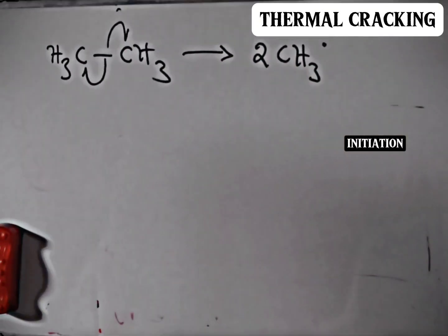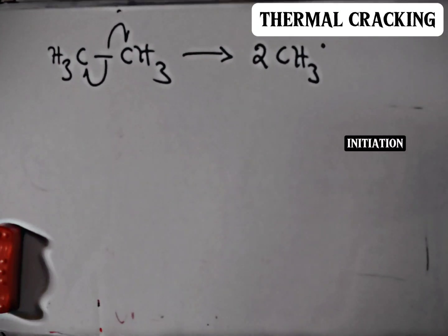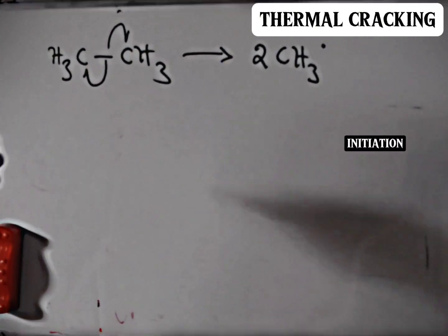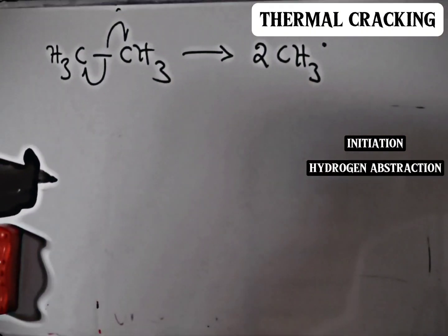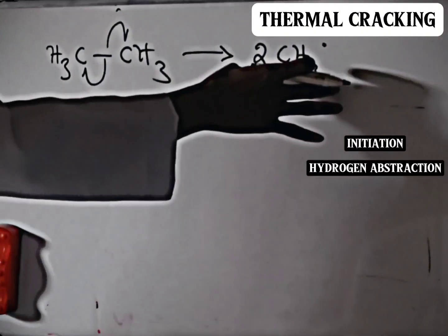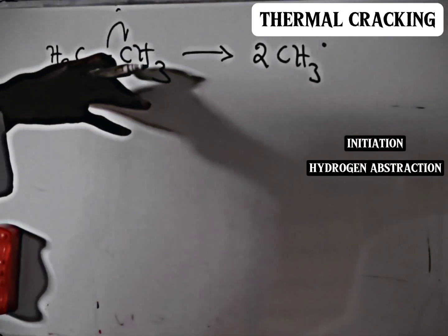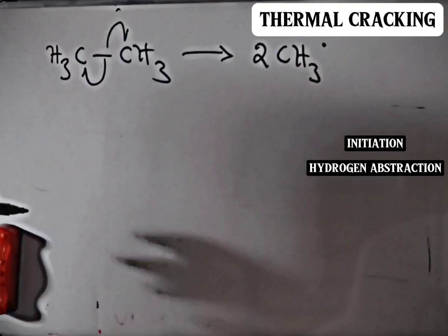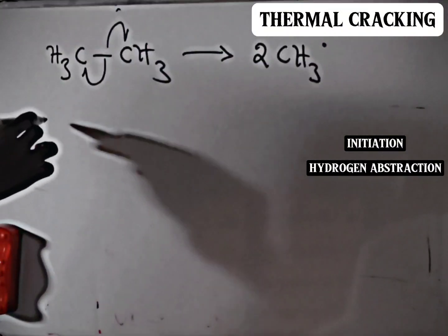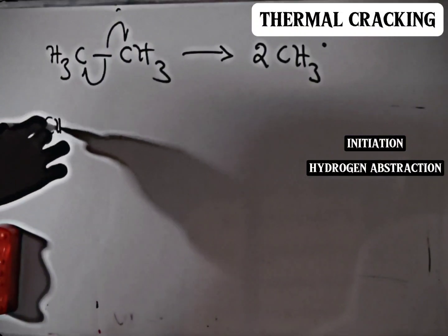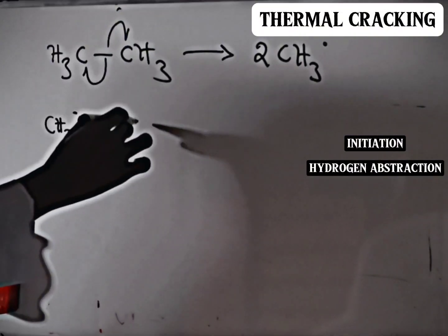Alright? So the second stage, or the process that occurs after initiation, is called hydrogen abstraction, where the methyl reacts with the same components in the reaction system to produce some other product. And this is how it occurs. You can take one of the methyl radicals here. So we have methyl radical, all right, reacting with this.